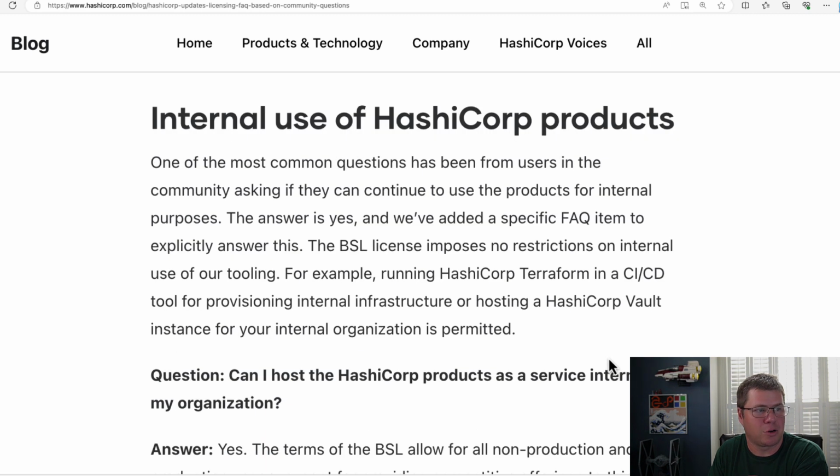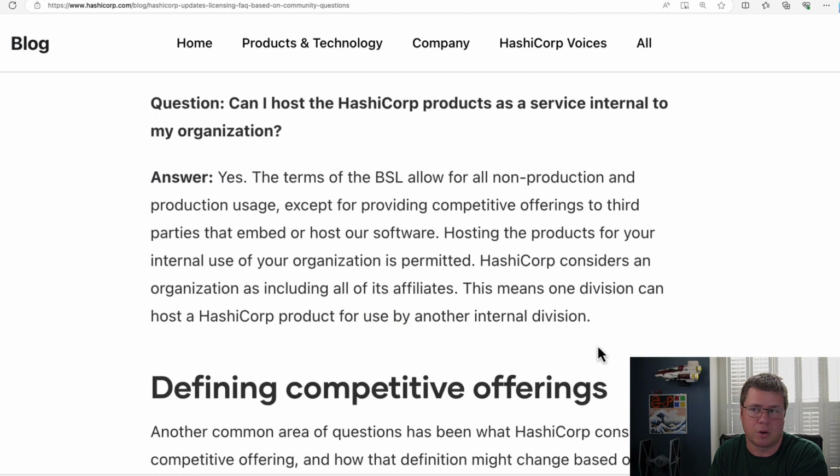Internal use of HashiCorp products. One of the most common questions has been from users in the community asking if they can continue to use products for internal purposes. The answer is yes. We've added a specific FAQ item to explicitly answer this. The BSL license imposes no restrictions on internal use of our tooling. For example, running HashiCorp Terraform in a CI/CD tool for provisioning internal infrastructure or hosting a HashiCorp Vault instance in your internal organization is permitted. So this is a question of clarity.